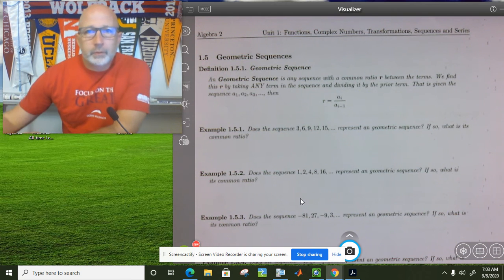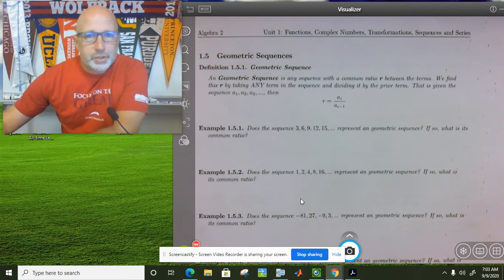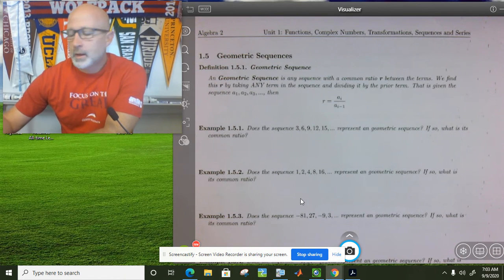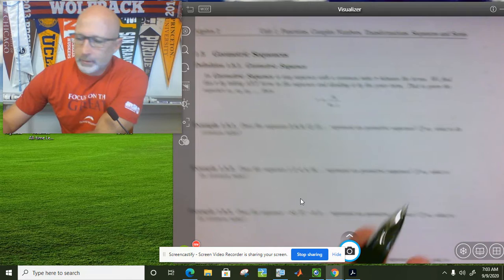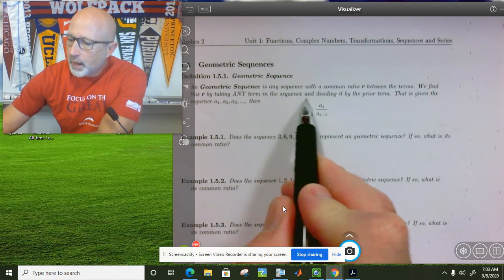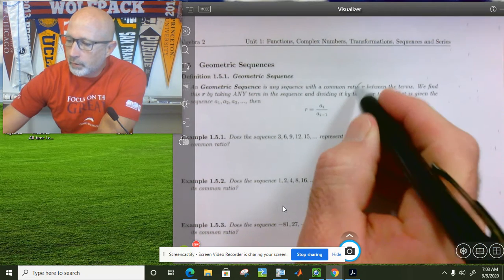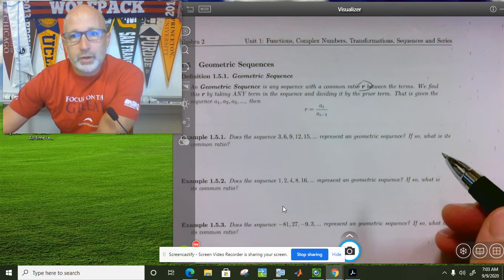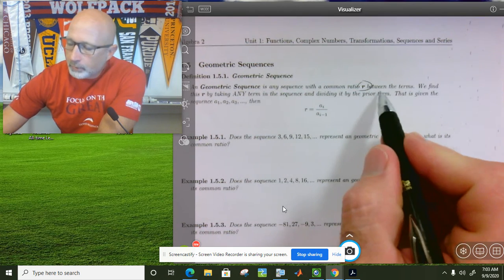So hi everybody. Today we're going to go over 1.5, which is geometric sequences. It's very similar to arithmetic sequences, just one slight difference. A geometric sequence is any sequence with a common ratio r. When it was arithmetic, it was d for common difference. This is the common ratio, so it's r, and that is what is between terms.